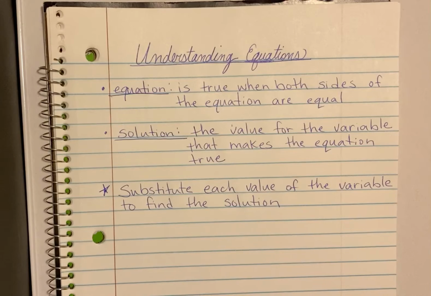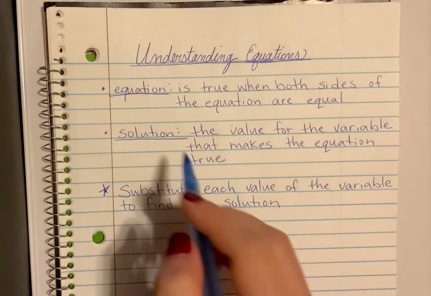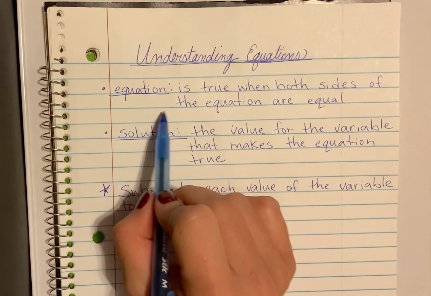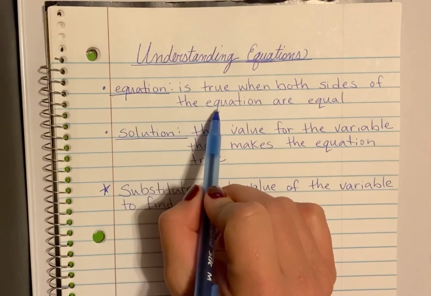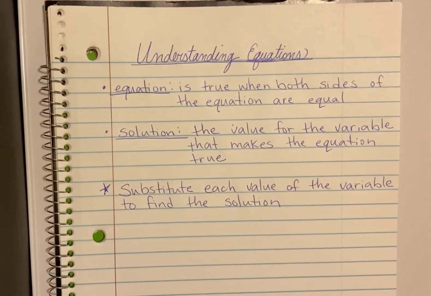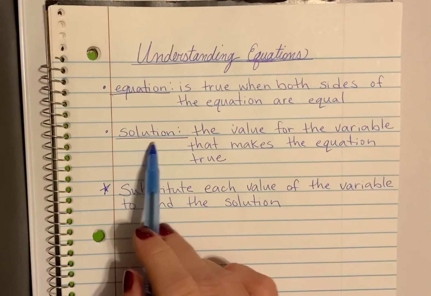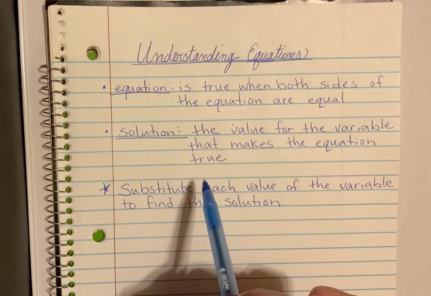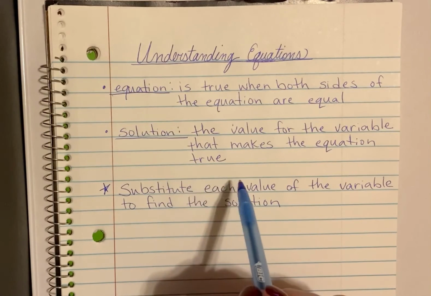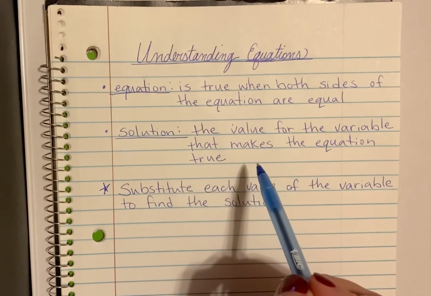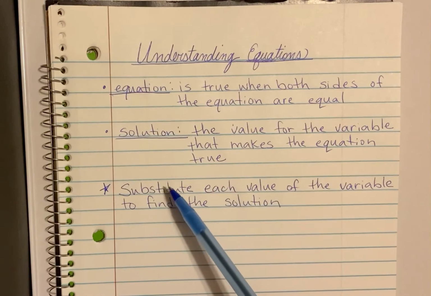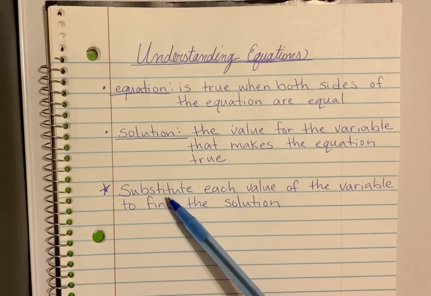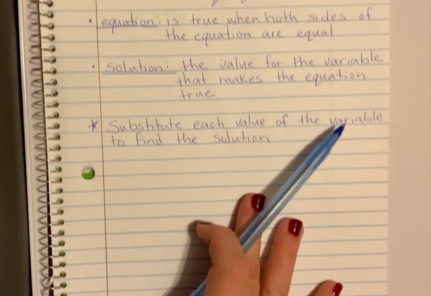Okay, now that we understand the definition of an equation, it means that both sides of the equal sign have the same value. A solution is the value for the variable that makes the equation true, makes both sides be equal. And we find a solution by using substitution. Let's do an example to see.